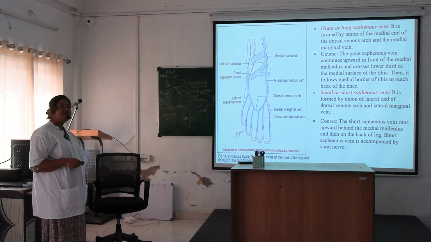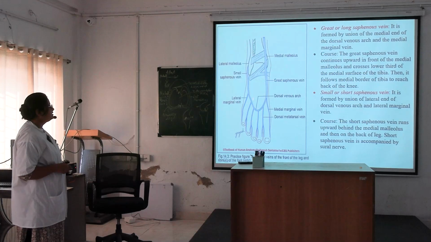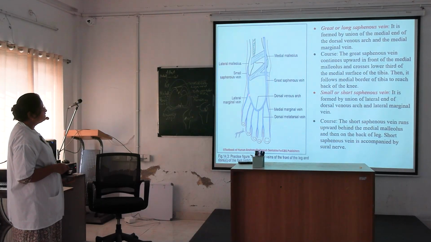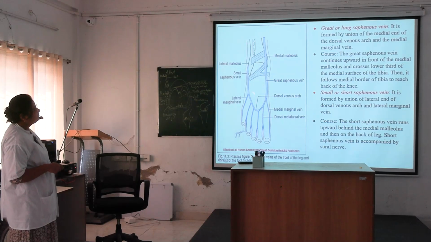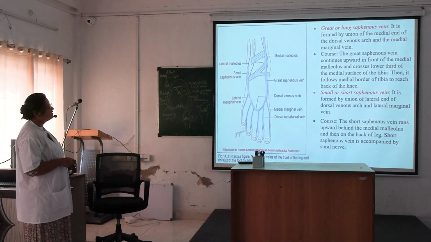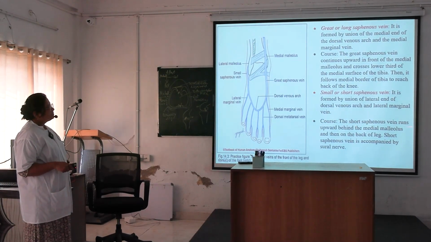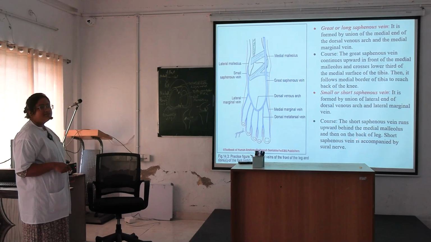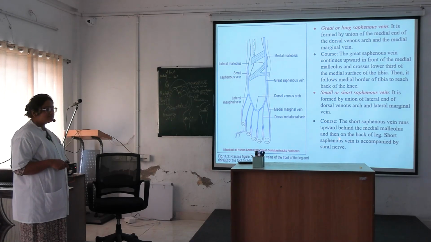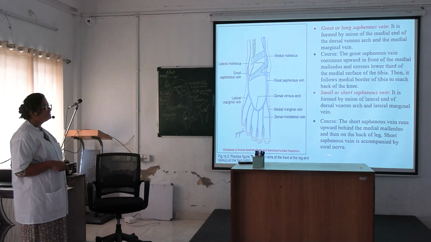It is formed by union of lateral end of dorsal venous arch and the lateral marginal vein. These two join to form the small saphenous vein. The short saphenous vein runs upward behind the lateral malleolus, and then on the back of the leg. Short saphenous vein is accompanied by sural nerve. This relation is also important.